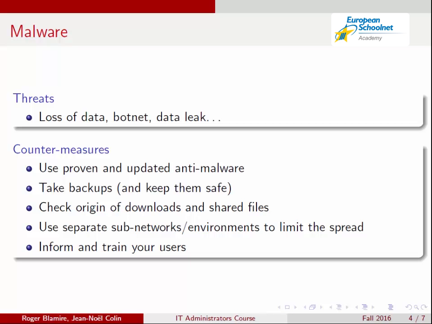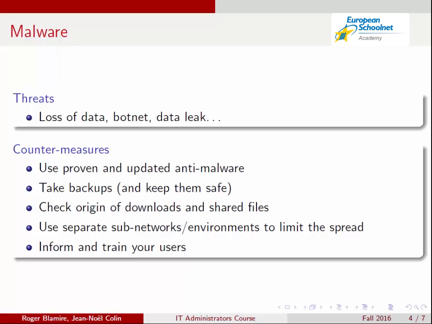To limit the impact of the attack and the spread of a malware attack, try to stick to an isolation principle. So use separate subnetworks, isolated environments, so that if one environment gets compromised and infected, the malware will not be able to spread to other parts of the network or to other systems.